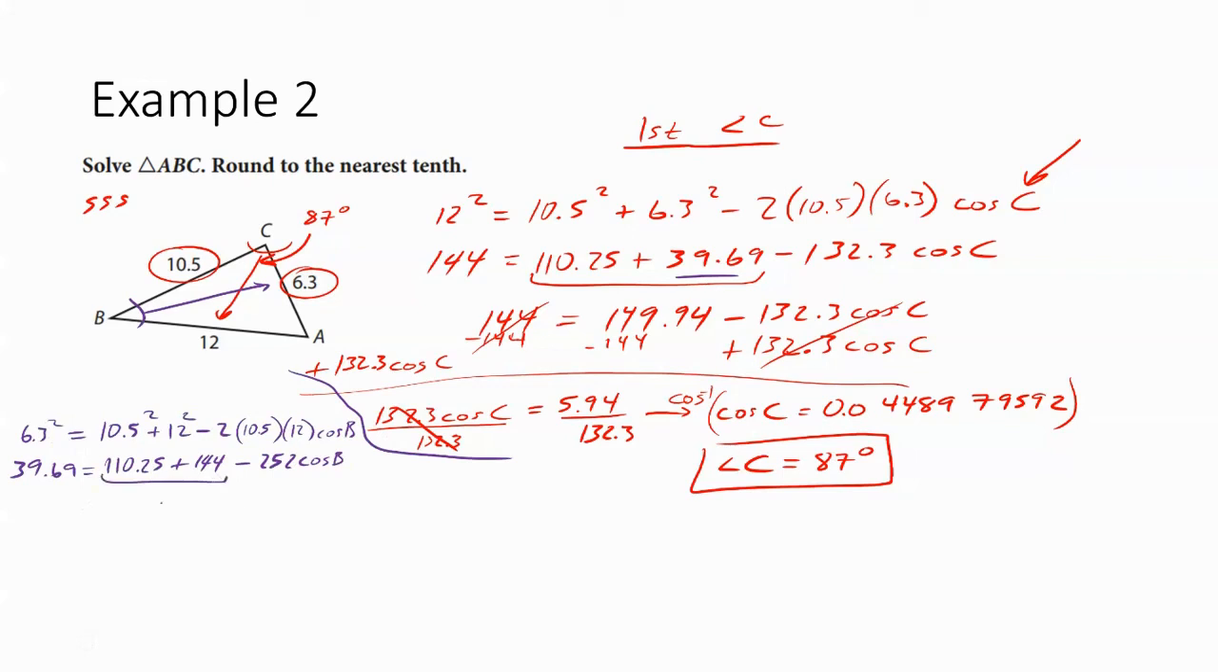Combine like terms, let's go ahead and take care of that. So we got 39.69. Combine like terms, so you should get, let's see, 144 plus 110.25. Notice how you just hear me clicking all these numbers because calculators help do a lot of the legwork for you, especially when you're tired. And you should get 254.25. And don't forget minus the 252 of cosine B.